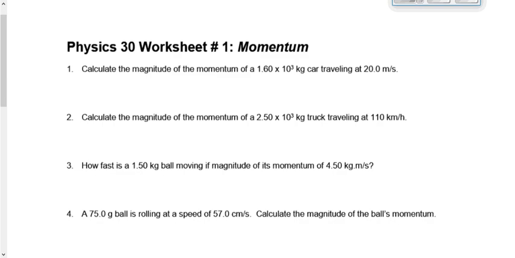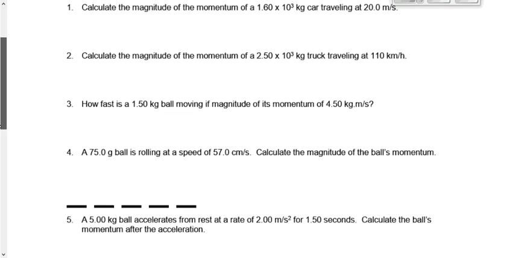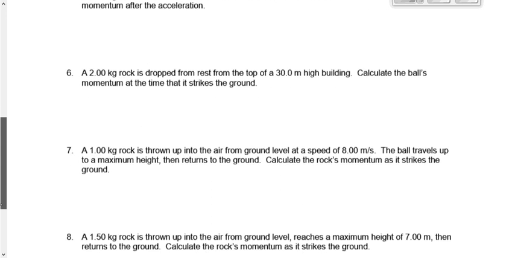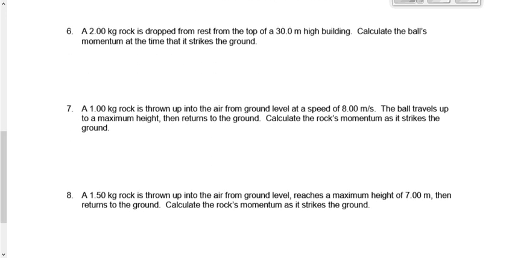So we'll look at three of the questions that we had for homework now, questions 6, 7, and 8 on worksheet number 1. Number 6 says, a 2.00 kilogram rock is dropped from rest from the top of a 30-meter high building. Calculate the rock's momentum at the time that it strikes the ground. This is one of those momentum after acceleration problems, right? This is physics principle number 1, accelerated motion. We want to find the final momentum, but to do that, we need the final velocity.